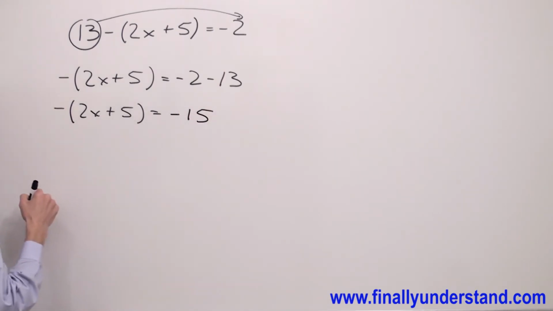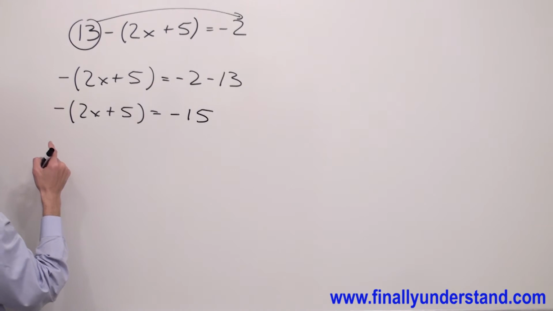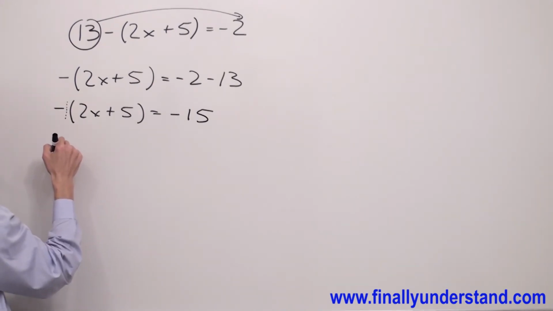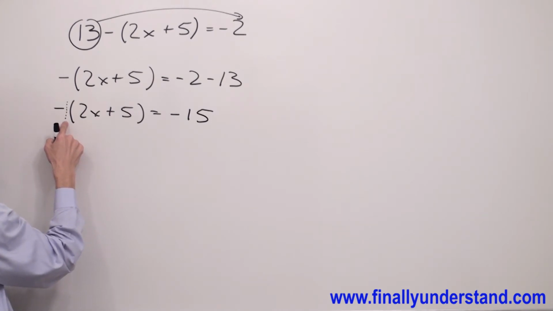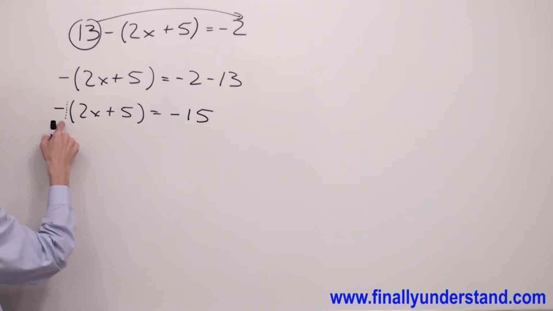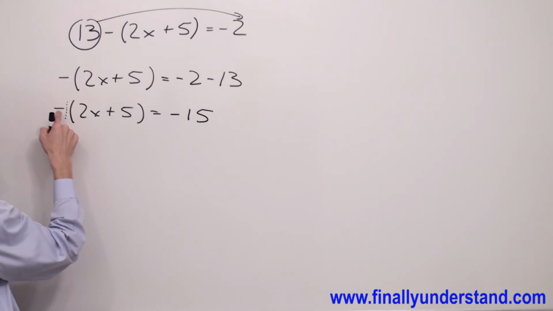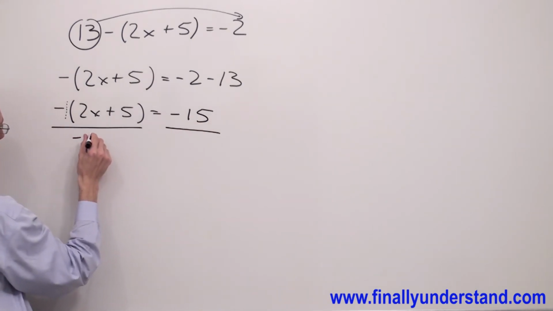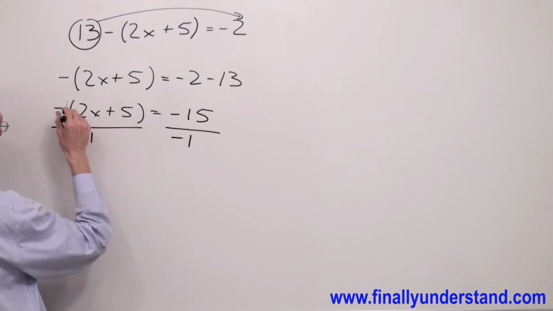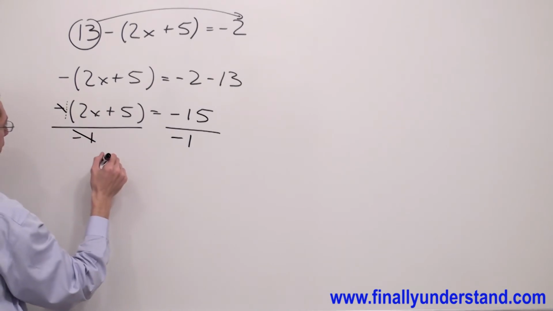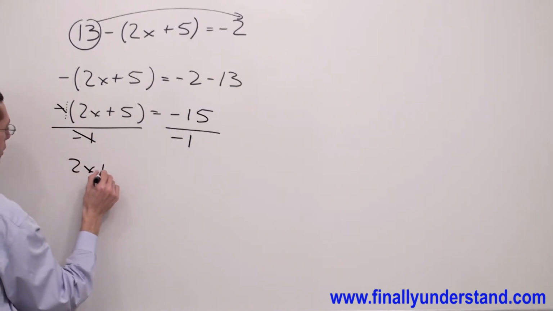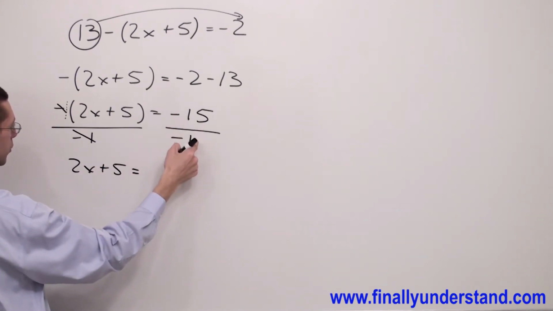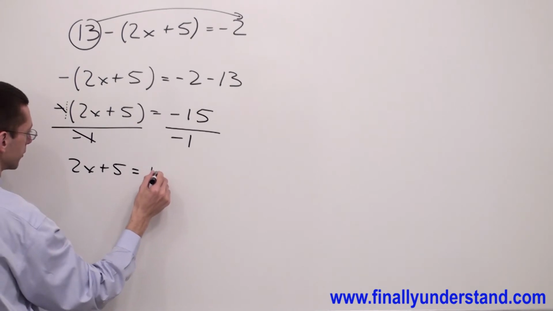15. Please notice that anytime I do not have any number next to the parentheses, there is always an invisible 1. So in this case I have negative 1. In order to eliminate this negative 1, I have to divide both sides of the equation by negative 1. Negative and negative will cancel out, and I'm going to have 2x plus 5 equals negative divided by negative is positive, 15 divided by 1 is simply 15.